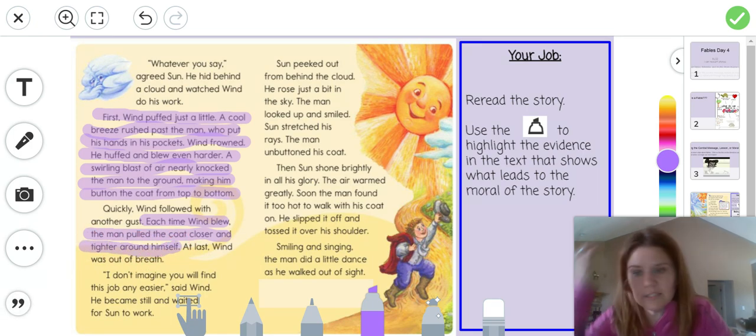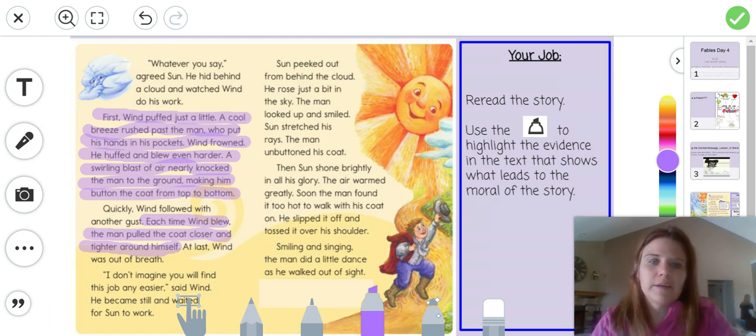All right, and then he says to Sun, oh, it's not going to be any easier for you. So he became still and waited for the sun to work. Now we have the smiling sun over here, and she's peeking up from behind the cloud. The man looked up and smiled, so I think that's part of it, right? You can tell he's getting happy. Sun stretched out his rays, and the man unbuttons his coat.